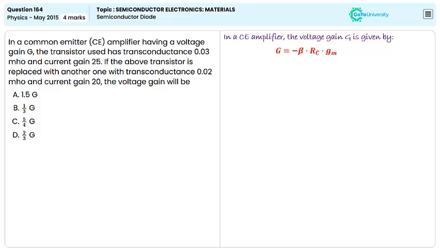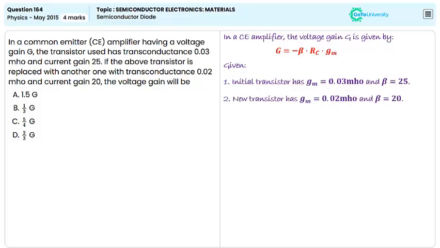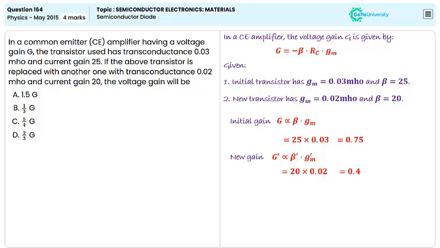It's given that the initial transistor has Gm = 0.03 mho and β = 25, and the new transistor has Gm = 0.02 mho and β = 20. The initial gain G is proportional to β into Gm, which is 25 into 0.03, which is 0.75. And for the new transistor, the gain G' is proportional to β' into Gm', which is 20 into 0.02, which is equal to 0.4.